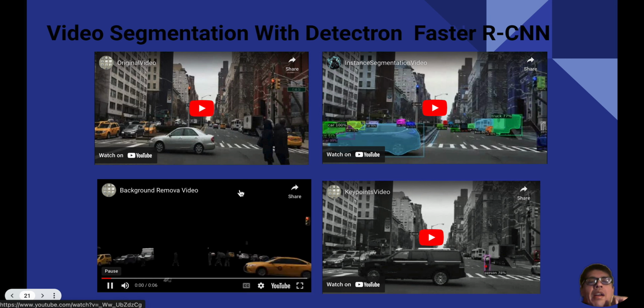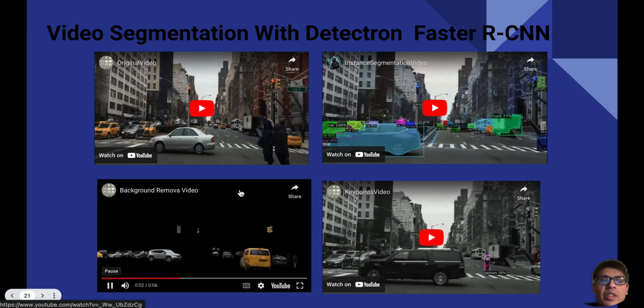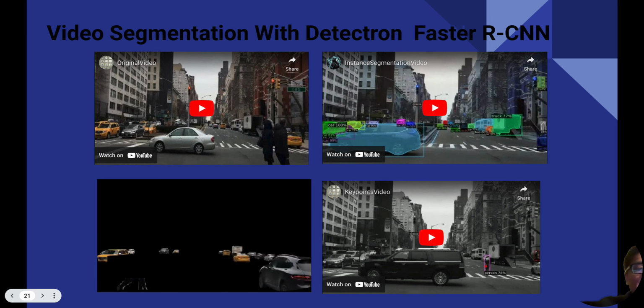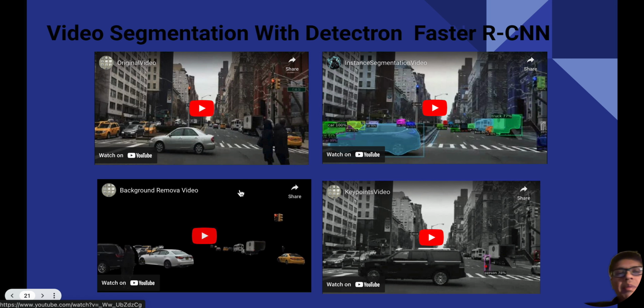So let's say we can do background removal. And as you can see, this video on the lower left has the background removed, but it keeps all the objects intact, which I think is actually an amazing effect. But it's possible because of this region detection capability.